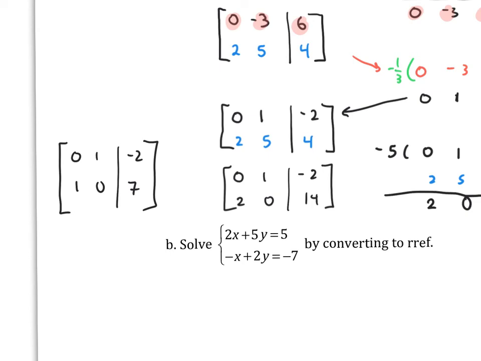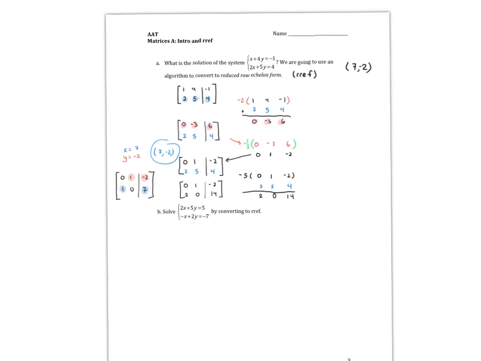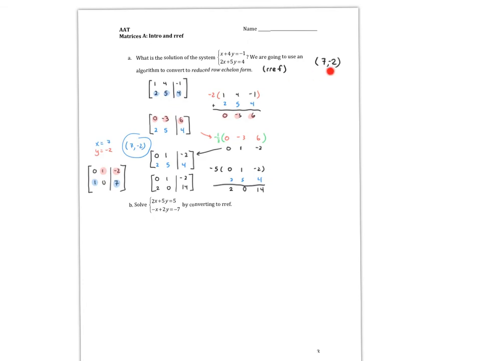And here we go. What do you mean, here we go? The value of 1y is equal to negative 2. The value of 1x is equal to a 7. 1y is a negative 2, and 1x is a 7. And that should look familiar because 7, negative 2 was indeed my solution.